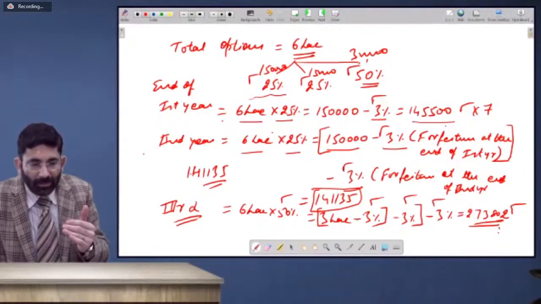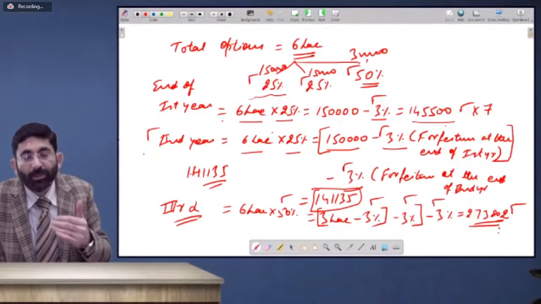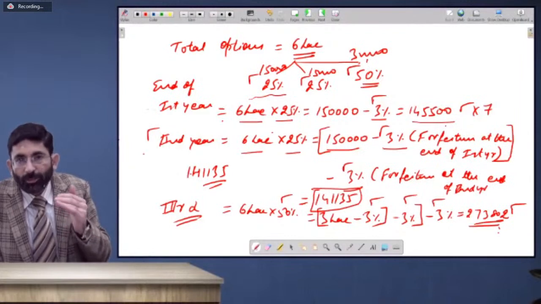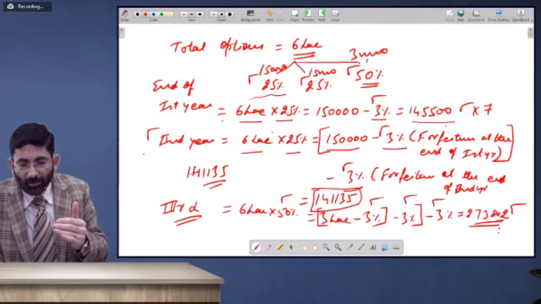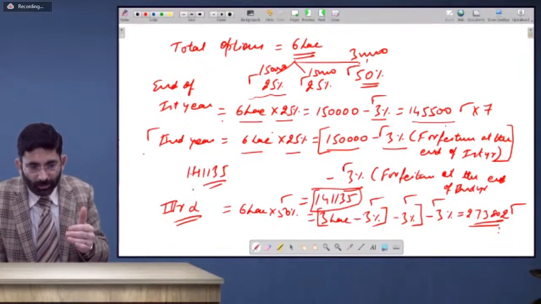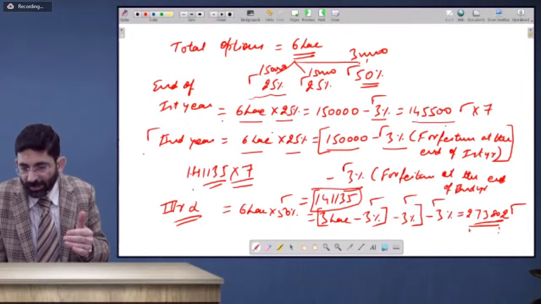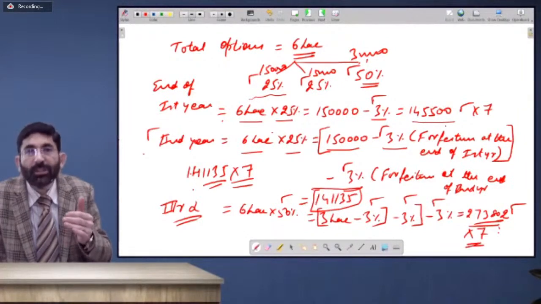And then at the end of second year, those which are vested at the end of second year, their loss will be written off within 2 years. So total loss, you have to multiply it with 7 and calculate it. And then you have to multiply it with 7 and calculate total loss which has been suffered on third group.